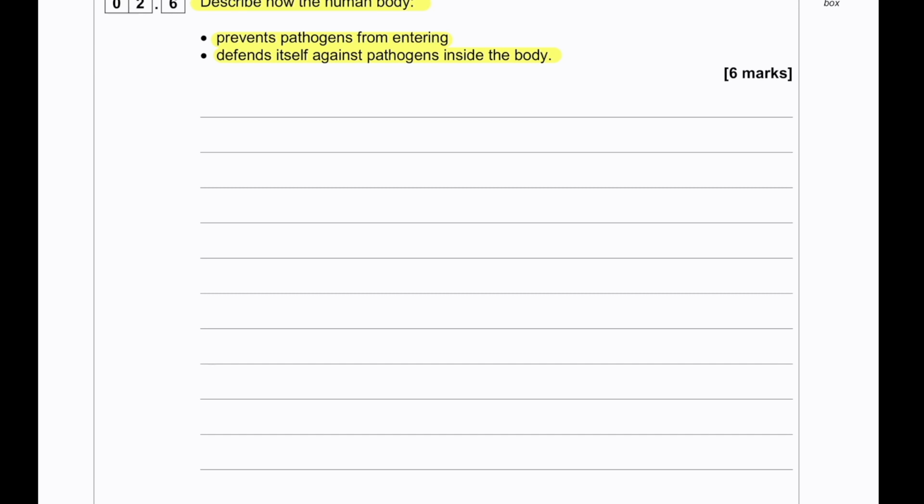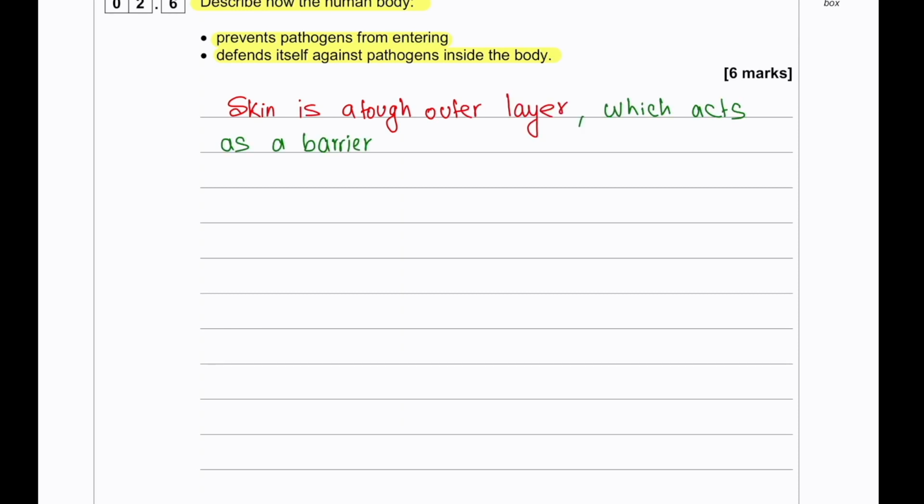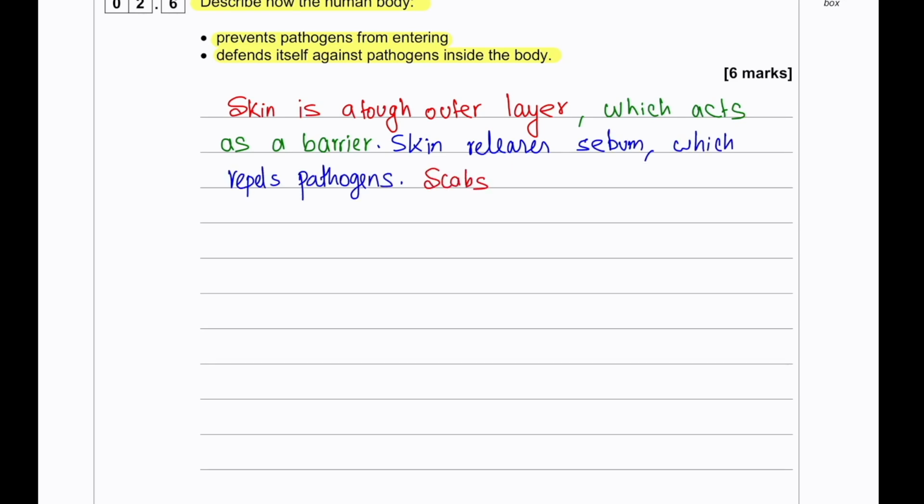So with the skin, we can say that it has a tough outer layer, and the skin acts as a barrier. The skin releases sebum on the surface of the skin. The oil repels pathogens, and scabs form over cuts, which act as a physical barrier, and platelets are involved in forming the clots and scabs. So this is for the part of the skin.